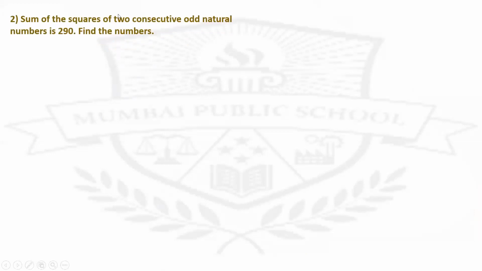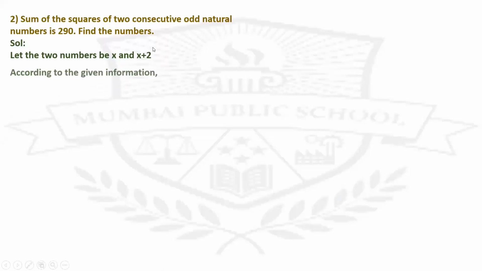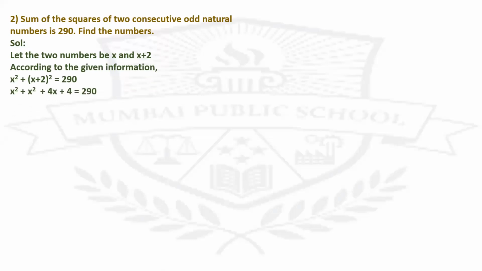Now check the next. The sum of the squares of two consecutive odd natural numbers is 290. Find the numbers. Check here. Consecutive odd natural numbers. If you are assuming one number to be x, the other is going to be x plus 2. As you know, the difference between the two numbers is 2. Now, the sum of the squares, so take the squares: x square plus x plus 2 the whole square equals 290. So you'll get x square plus 4x plus 4 equals 290.